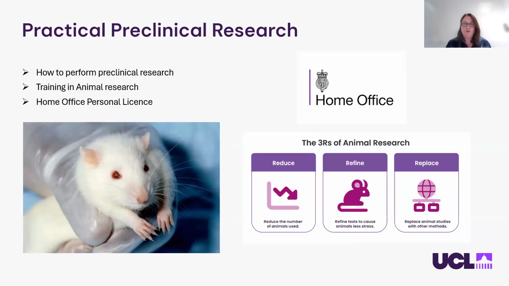Obviously, we are working with animals within our preclinical research. So we also have a practical critical research module that focuses on using animals in research. And this also includes a Home Office personal license to be able to then move forward into an academic role, such as a PhD. We will also show you how animal research and imaging conforms to the 3 Rs of animal research: to reduce animal numbers, refine, and replace.